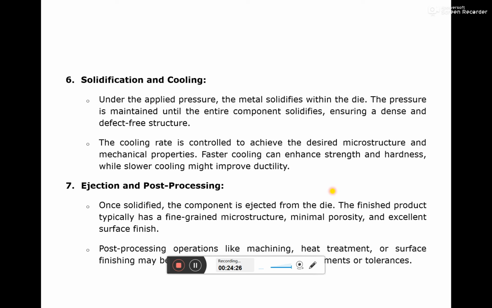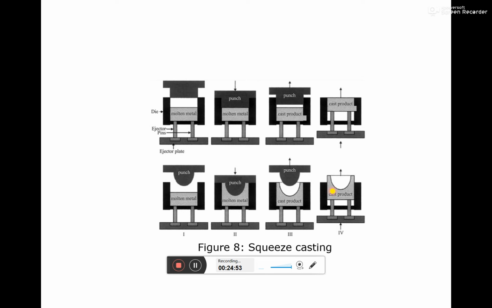If required, we can perform different machining operations to improve its surface finish and to remove burrs or anything that develops during the squeeze casting process, or to improve its properties, we can perform different heat treatment processes.